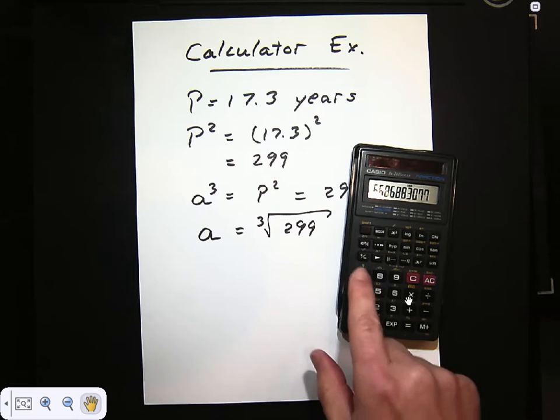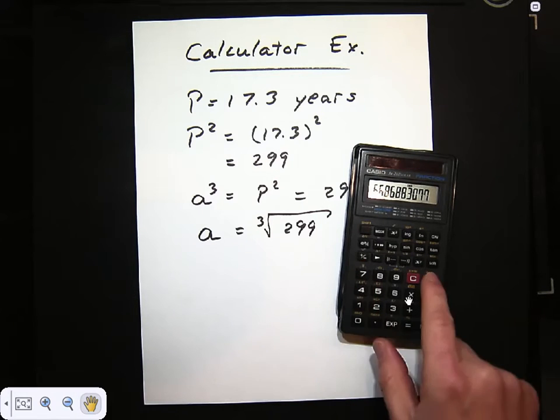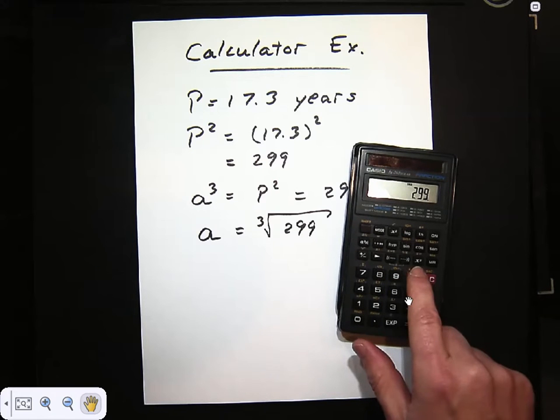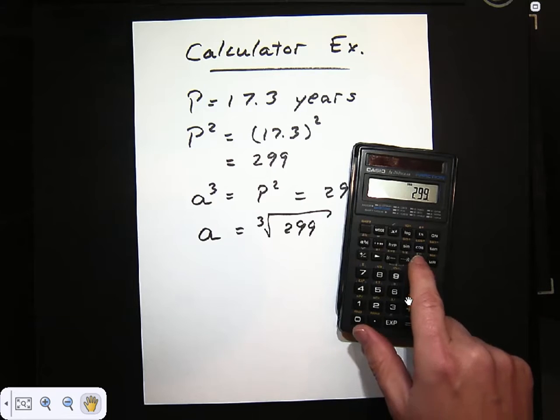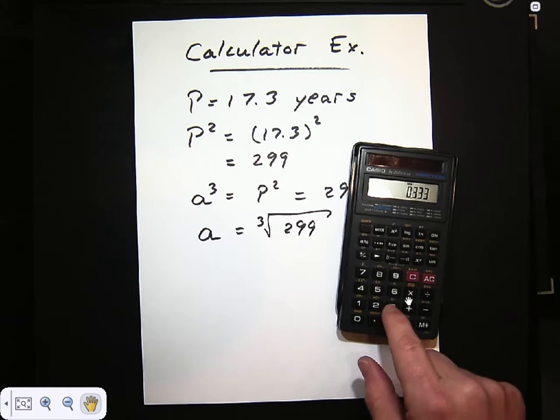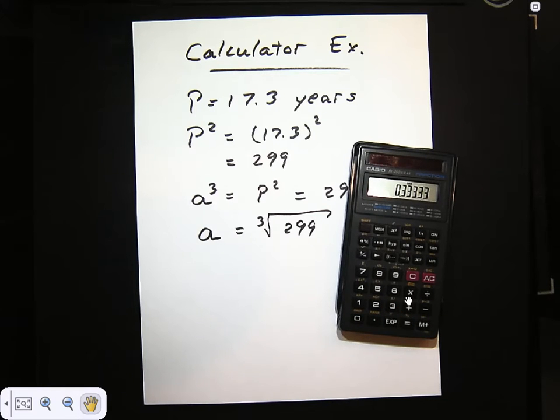Not every scientific calculator has a cube root function. A different way to do it would be to take the 299 and use the x to the y button. If I hit that, the 299 would be the x. After hitting that button, I need to enter the power. In this case, the cube root is a 1/3. So I can put 0.3333, make that a decimal value. 1/3 is 0.333. Just put a bunch of threes in there.